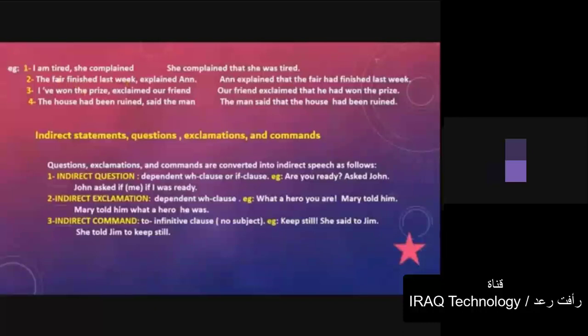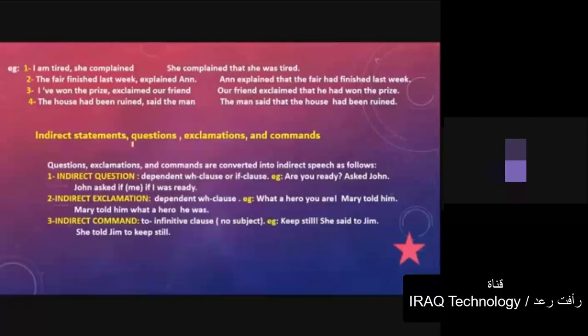I've won. Here we have the tenses: simple present into simple past. Finished, simple past into past perfect. I've won the prize, present perfect into had won, past perfect. The house had been ruined, she said. The man said that the house had been ruined. Had been ruined: past perfect also stays past perfect.